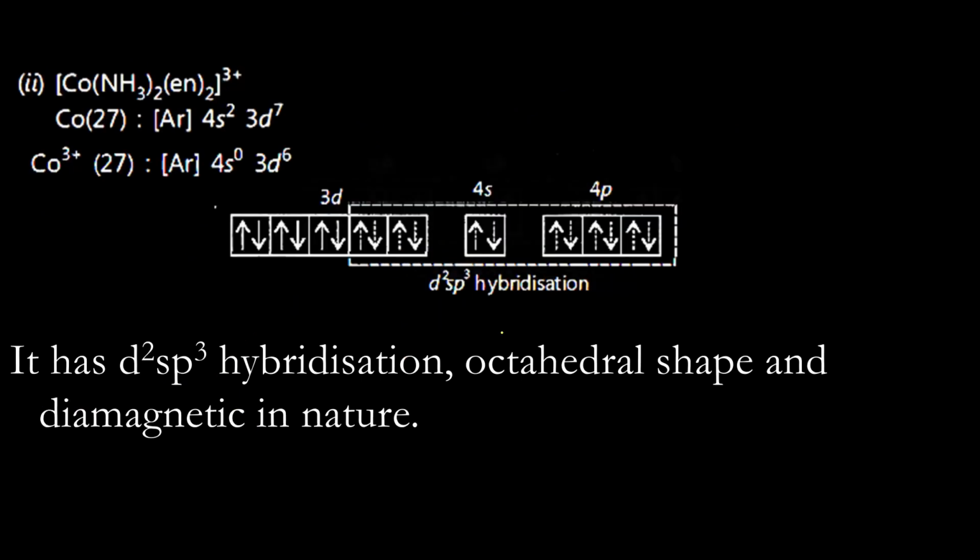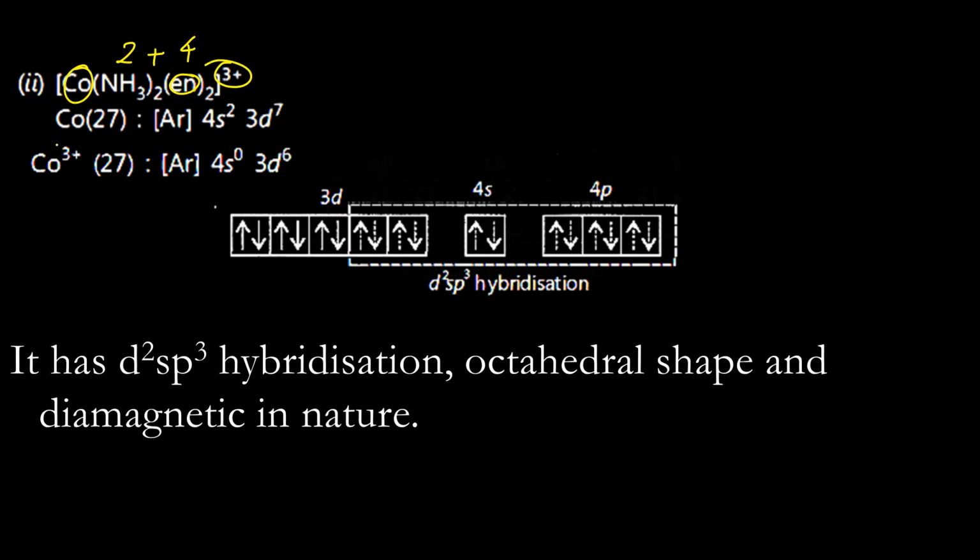Then Co(NH3)2(en)2. This is NH3 twice, means 2 ligands here. En itself is didentate, 2 of them means total 4. Total 6 ligands will be there, 2 plus 4. Sorry, ligands are 4. Total coordinate bonds will be 6. Coordination number will be 6. However, ligands are 4. Now for that, again calculate the cobalt's oxidation state.